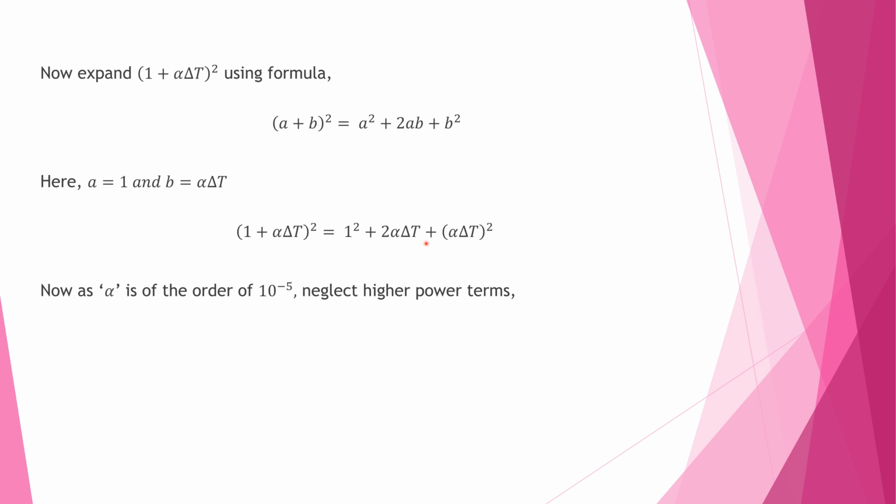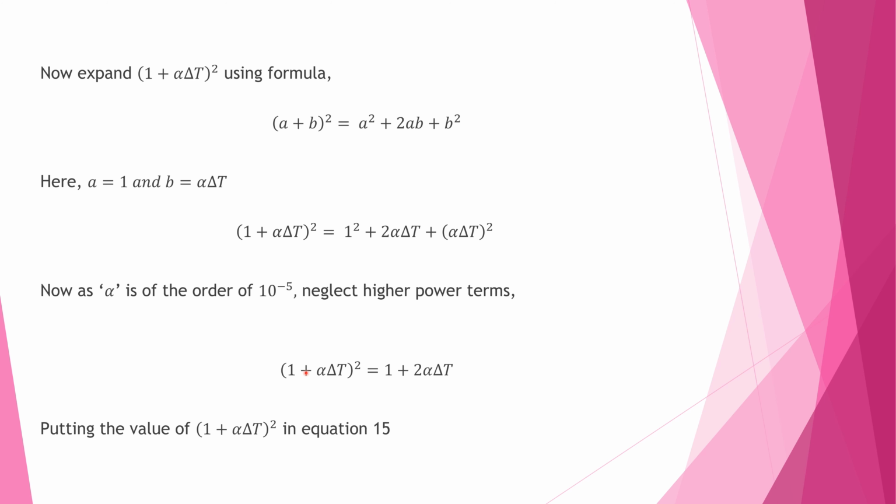Now in this expression, again we know that alpha is the coefficient of linear expansion, which is of the order of 10 raised to the power minus 5. If we square it, it will become 10 raised to the power minus 10. So we neglect the value of (alpha delta T) to the power 2. So (1 plus alpha delta T) to the power 2 is equal to 1 plus 2 alpha delta T.